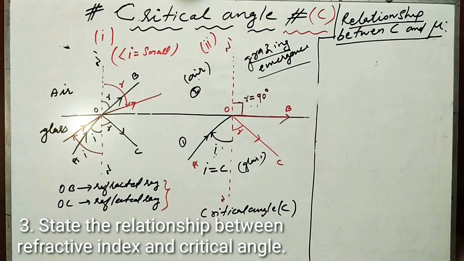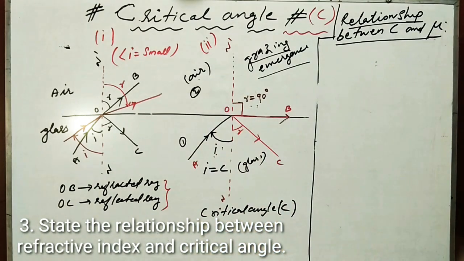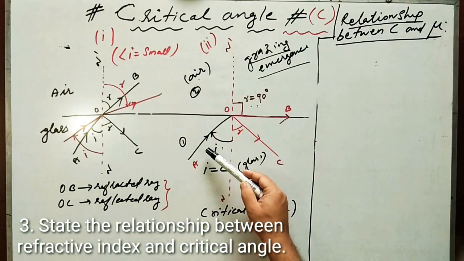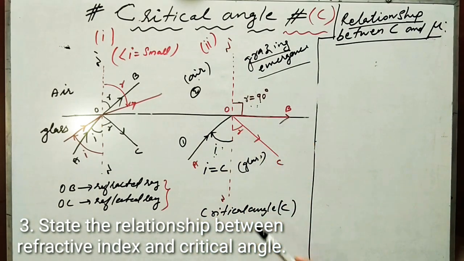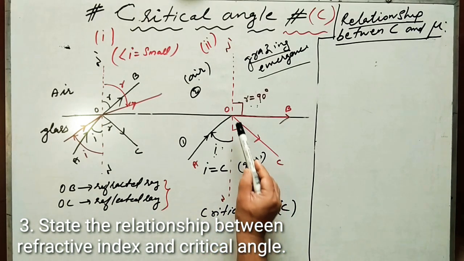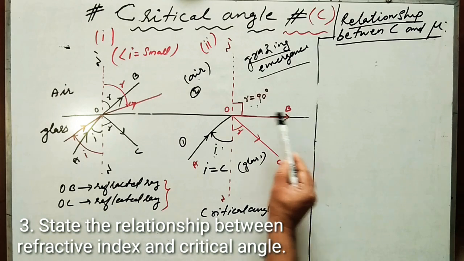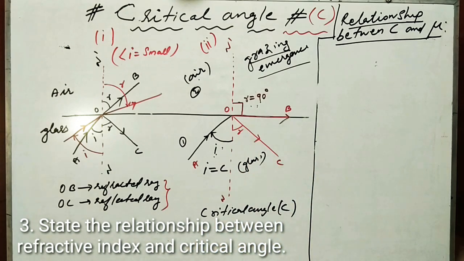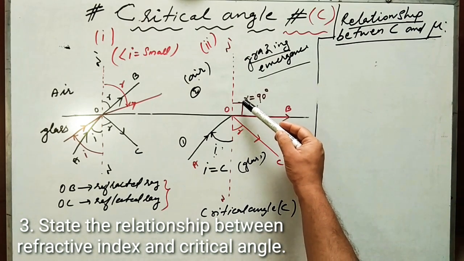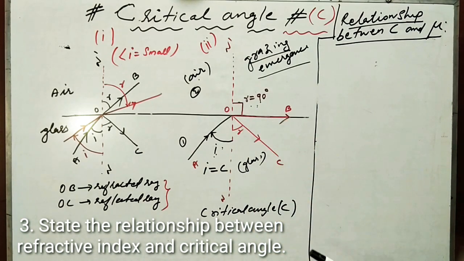For that we will consider the case number 2. You can see the refraction is taking place from denser medium to rarer medium at a particular angle of incidence which is equal to critical angle. The angle of refraction is maximum, which is equal to 90 degrees. So what is the relationship between critical angle C and the refractive index of this pair of media? It's very simple as a straight line.